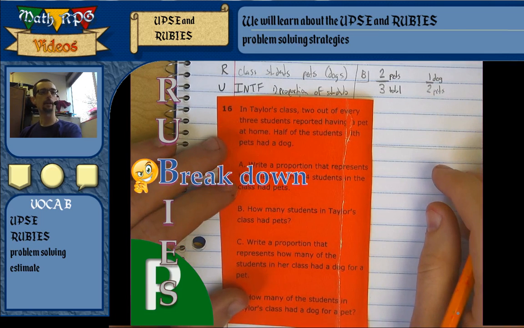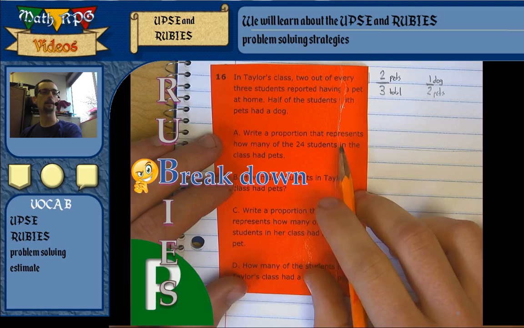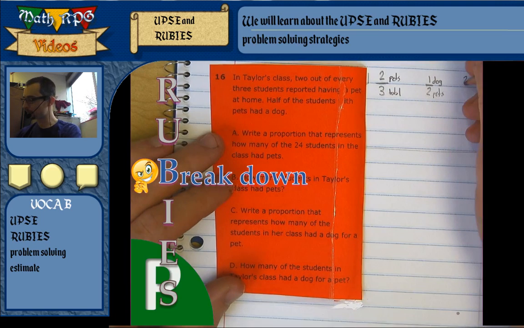Very good. I can break down, and this one I'm going to break down my answer choices too, because letter A tells me how many students there are. So I'm going to write that one down too. There's 24 total students.